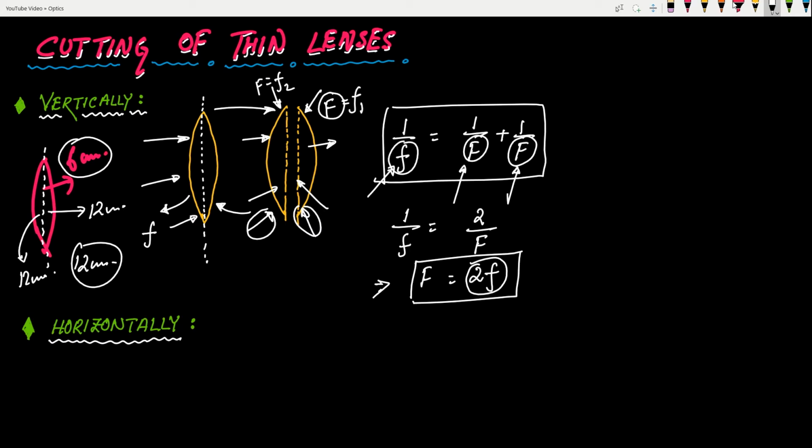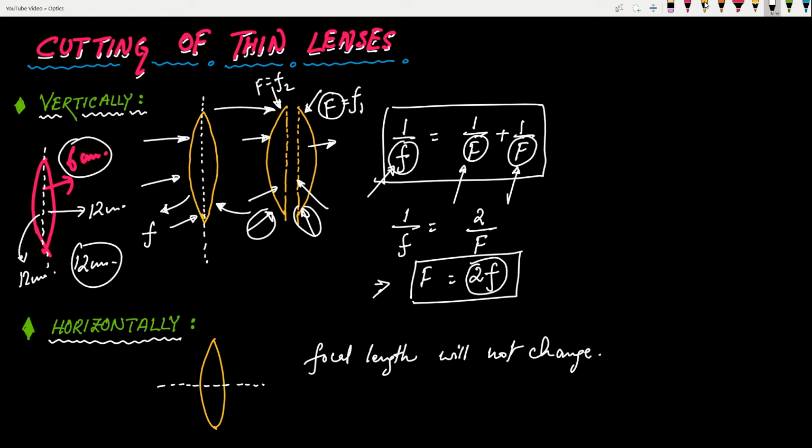I hope this is clear. Now let's move on and check what will happen if the lens is cut horizontally. Like if this is our lens, and we cut this lens in this fashion, horizontally, then what will happen? Then the focal length, just guess what will happen? Focal length will not change. Why will the focal length not change?